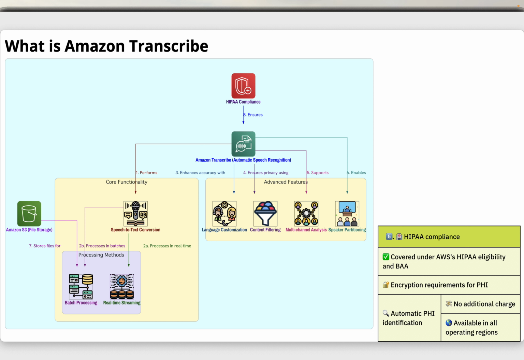HIPAA stands for Health Insurance Portability and Accountability Act. It is a United States legislation that provides data privacy and security provisions for safeguarding medical information, and BAA stands for Business Associate Agreement. It is a contract between a HIPAA covered entity and a business associate that will have access to protected health information. The agreement ensures that the business associate will appropriately safeguard the PHI in accordance with HIPAA regulations, and PHI, as I talked about, is protected health information.